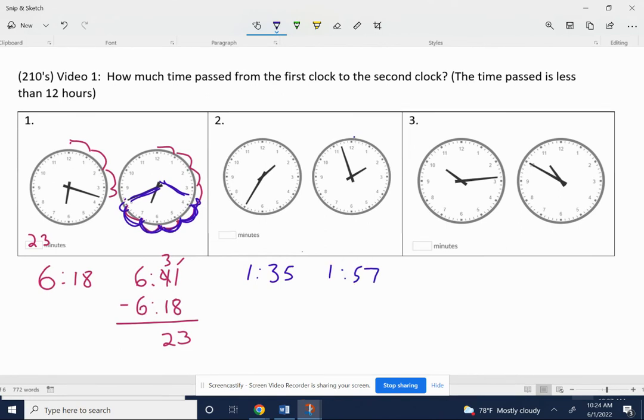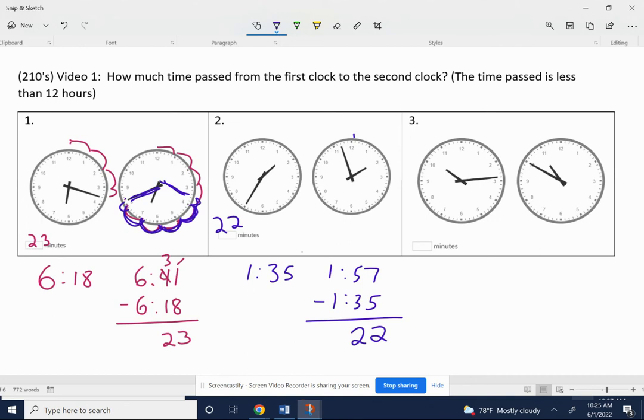So I can subtract 157 minus 135. And again, it's because I don't have to mess with borrowing minutes from hours, because we're working with the same hour. 7 minus 5 is 2. 5 minus 3 is 2. So 22 minutes.